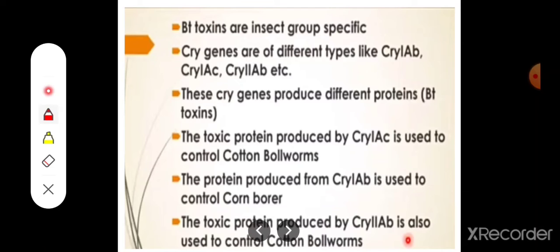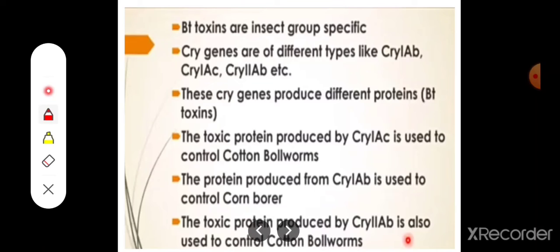These Bt toxins are insect group specific, which means that not all Bt toxins will act on all insects. This Cry gene producing Bt toxin can work on a specific insect only. Specific Bt toxin genes are isolated from Bacillus thuringiensis, and incorporated into several plants like cotton, rice, and so on. So a specific Bt toxin kills a specific pest.